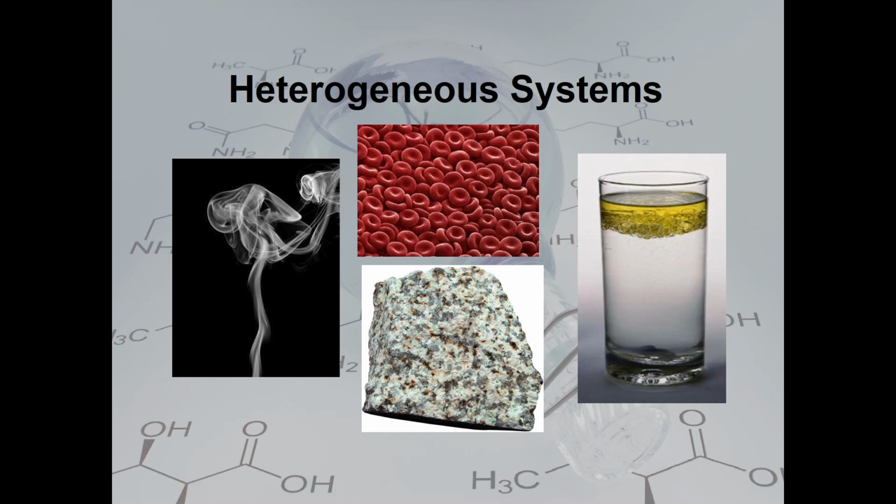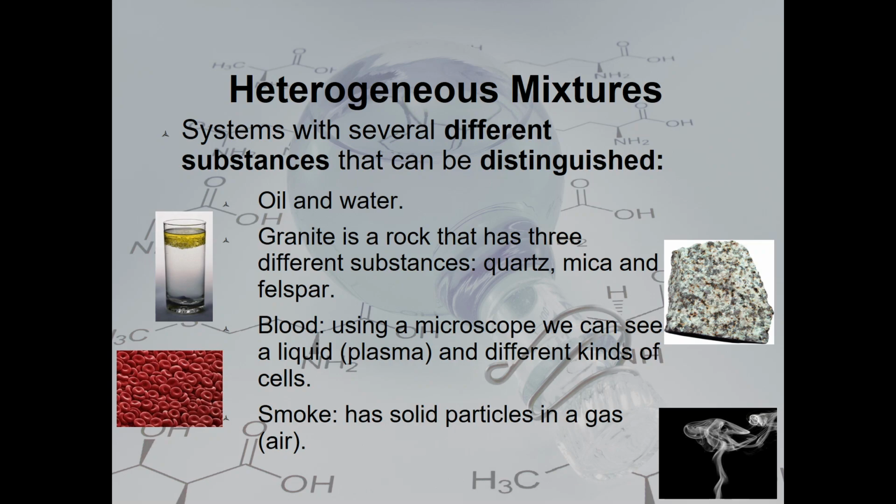Granite. Is that red blood cells? Yes. If you were paying attention and listening, I just said what it was. Granite, you can see the individual types of materials are separated. You can see different spots and colors. So a heterogeneous mixture is a system with several different substances that can be distinguished.